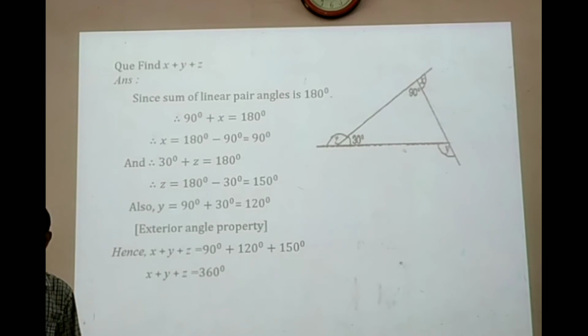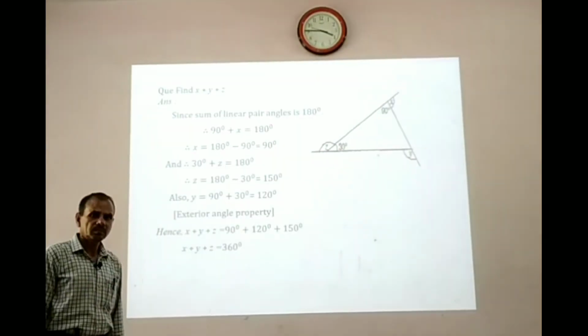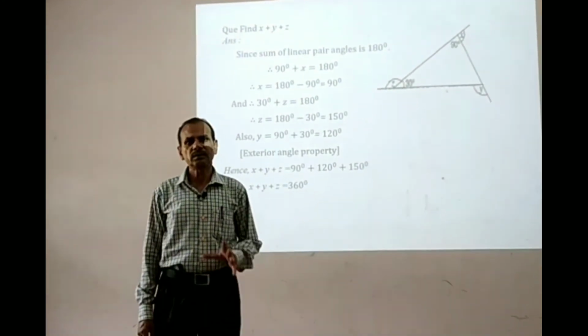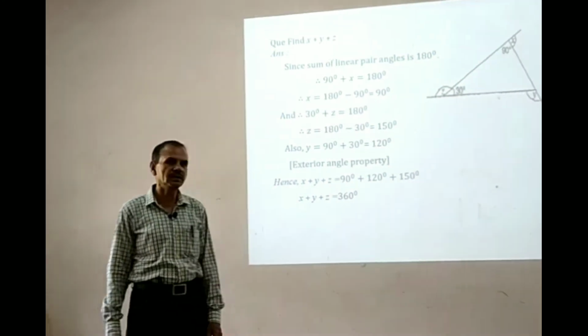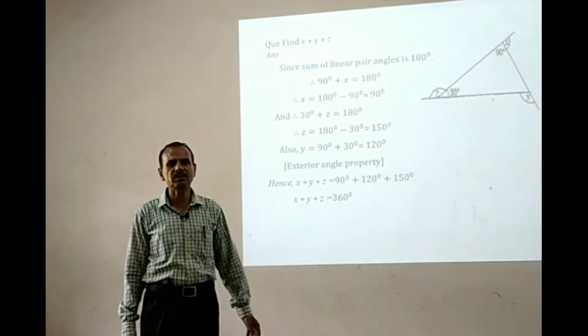Yes, here we completed this topic: types of quadrilateral, their properties, and the sum of the angles of a quadrilateral is 360 degrees. Also we saw some examples.